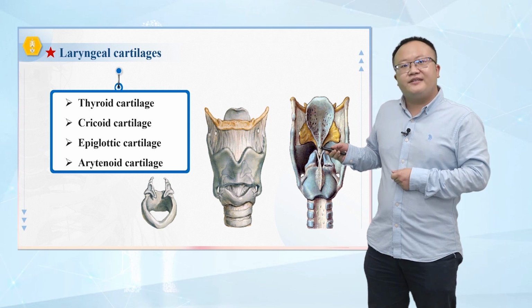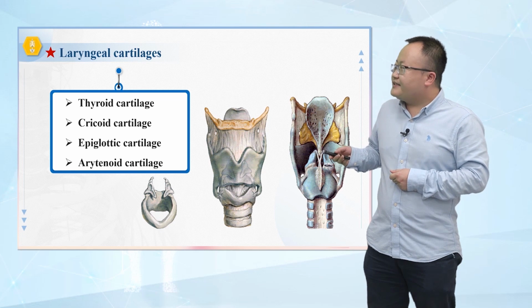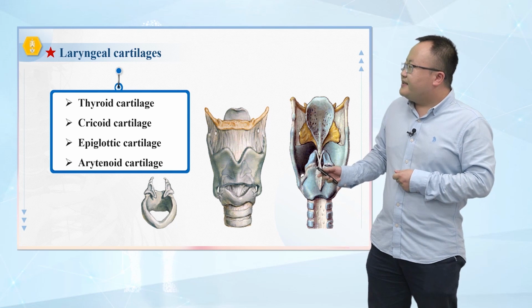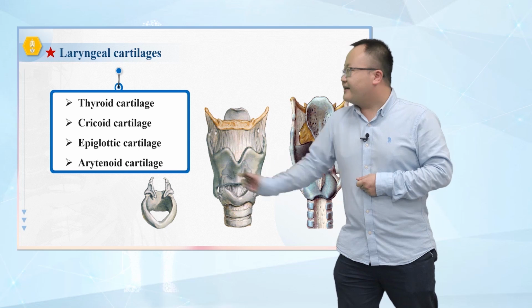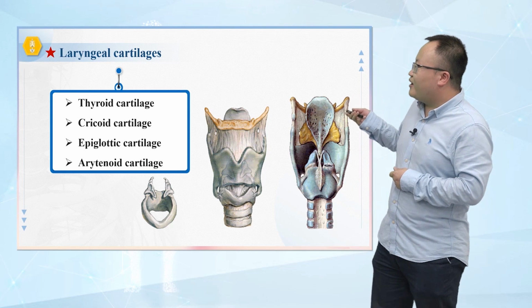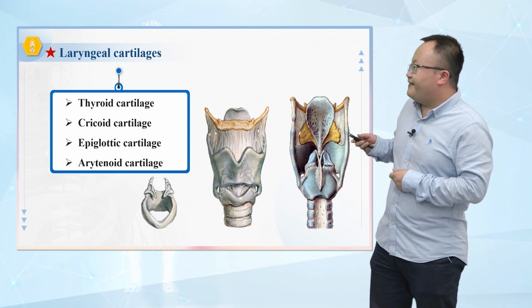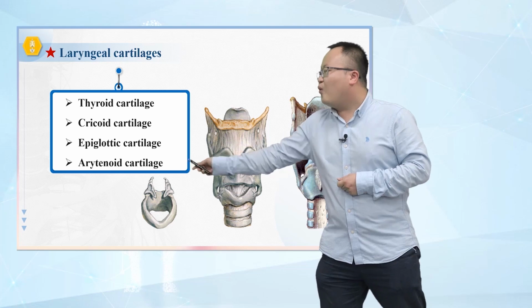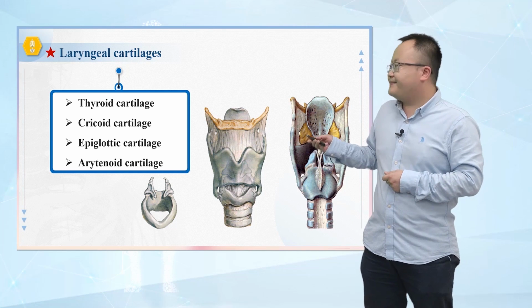There are 4 cartilages in the laryngeal cartilages. This is the thyroid cartilage. This is the cricoid cartilage, and this is the epiglottic cartilage. And the arytenoid cartilage is here, the small one, a paired small one.